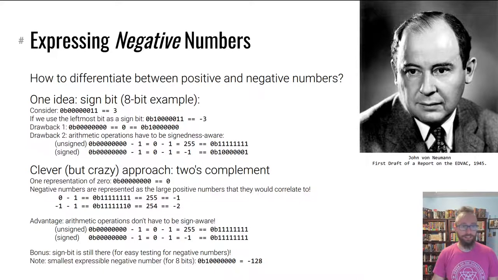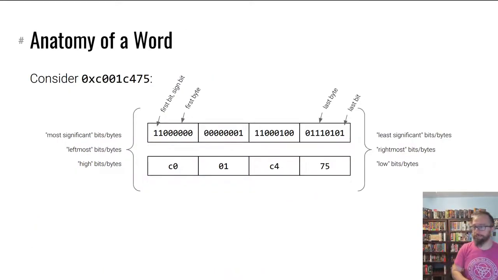Let's move on. All right, finally, let's talk about the anatomy of a word. So this is a 32-bit word. We have a bunch of bits. Here it is represented in hex. This says cool cats. Very, very clever by me. All right, anyways, there's a number of names for a number of things. One, things to the left, I'm mirrored on the screen, but anyways, things to the left are the most significant, or the leftmost, or the high bits.